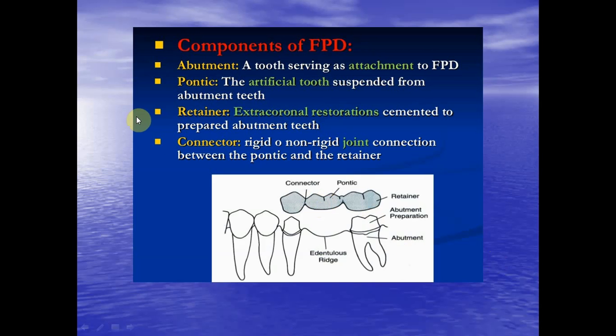Okay, then we also have connectors. A connector is a rigid or non-rigid joint connection between the pontic and the retainer. So this is also important to know. So retainer, connectors and pontic are parts of a bridge, and the bridge is sitting on abutments.